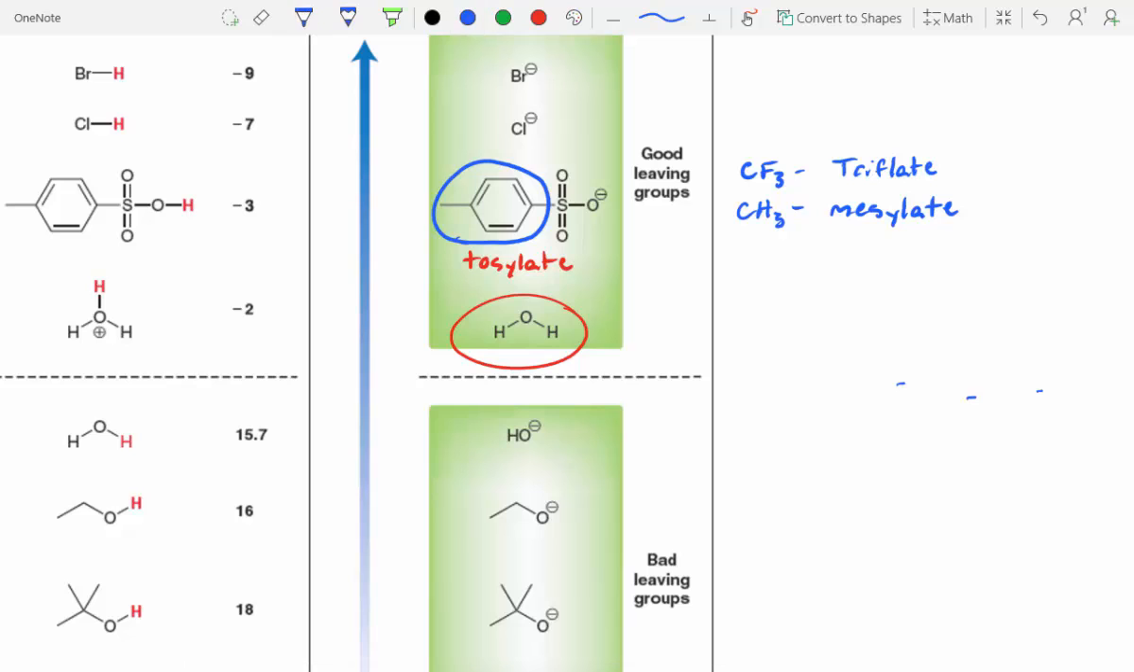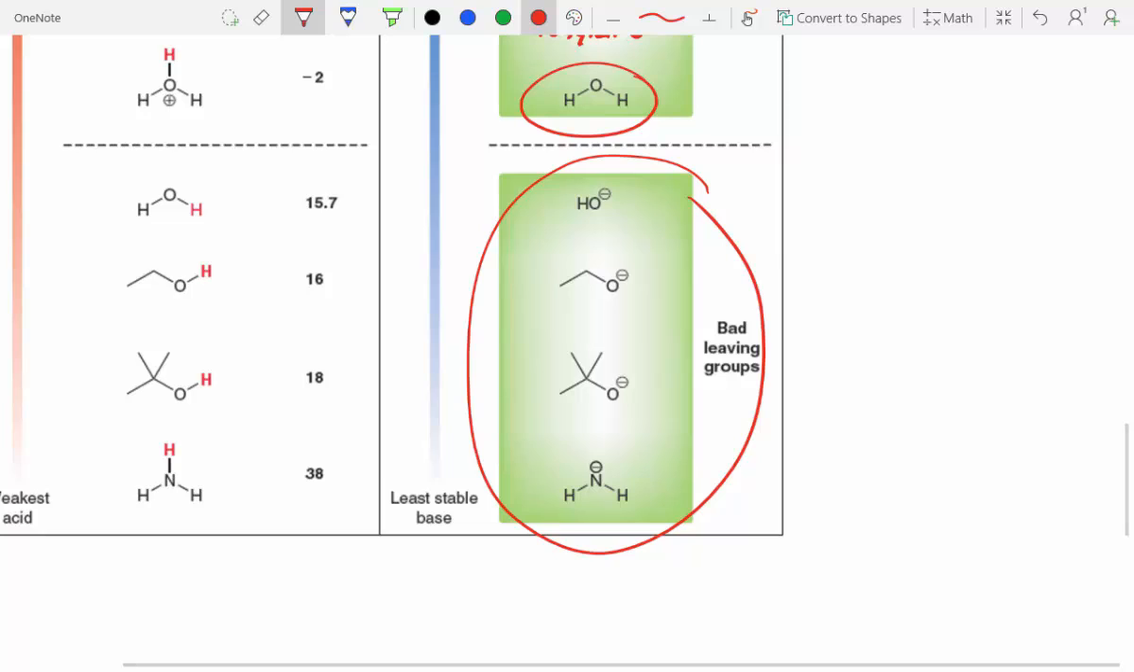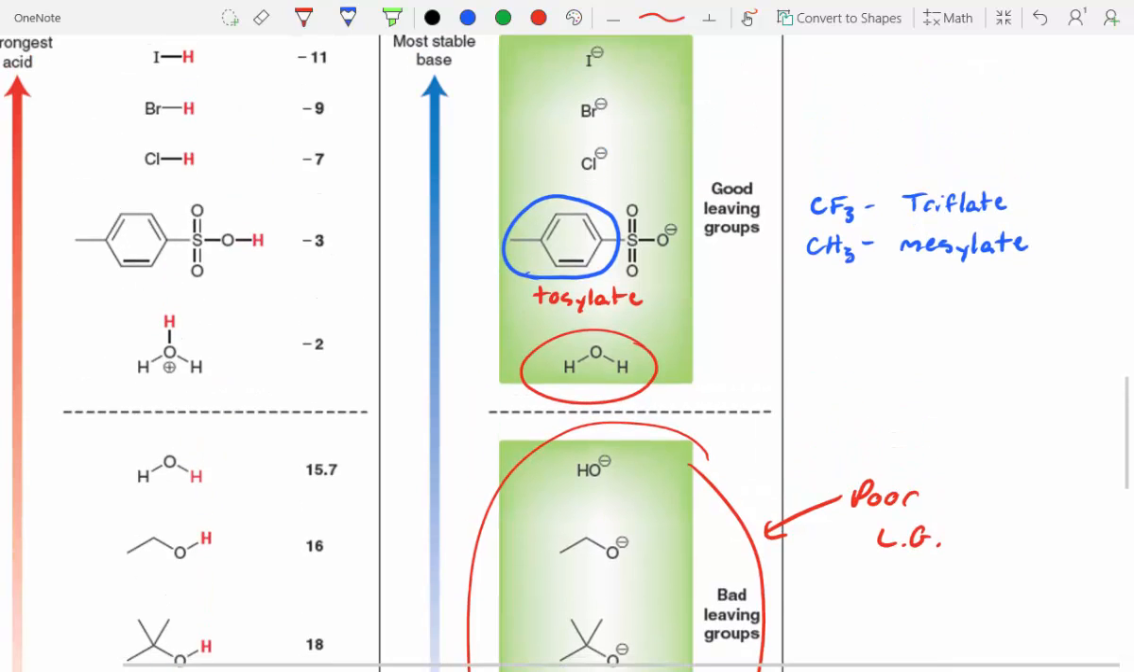These down here, we said make pretty poor leaving groups. In fact, we try to avoid these leaving groups if we are doing an SN2 substitution because the rate is so slow and the reaction's so energetically uphill that it's just simply not going to happen under most circumstances. So really, when we pick leaving groups, we try to pick something out of that top list there. Those are good ones to pick.